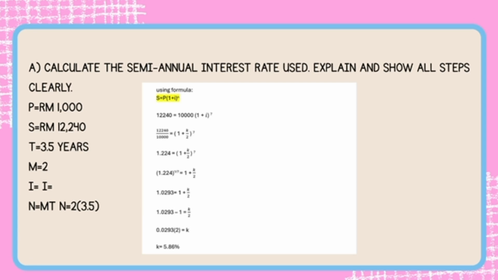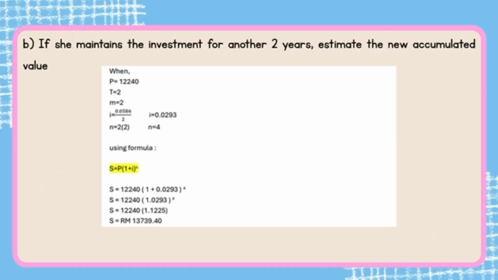And then we get k equals to 5.86%. So for question B, we get P equals 12,240, T equals 2, M equals 2, R equals 0.056 over 2, N equals 2 times 2 equals 4. So using the formula S equals P 1 plus i power of n, we substitute all the values, and then we get S equals 12,240, 1 plus 0.0293 power of 4, and then we get S equals 12,240 times 1.1225, and then we get the answer 13,739.40 ringgit.